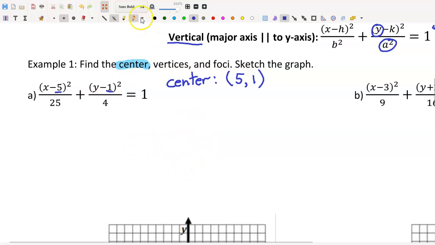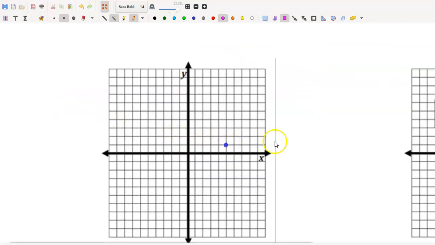Next, let's look at vertices. Okay, vertices. Okay, good. So, in your answers, you want to write them how I am. You actually want to write out the word vertices, with a colon. And there's 2 of them, so we want to have both of them. It should look something like this. And the vertices always occur on the major axis. So we determined that we're going to open left and right, so the vertices should be left and right of the center. The question is by how much left and right of the center are they?